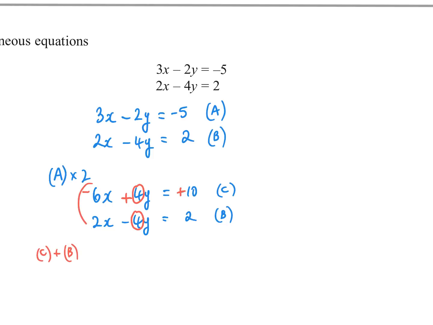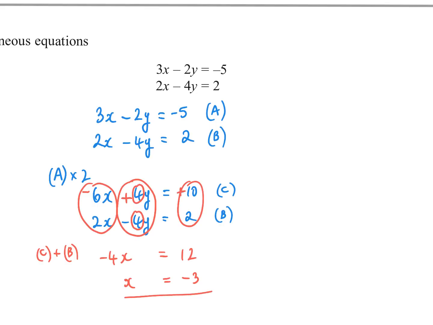So I'll have negative 6x plus 2x, which is minus 4x. These cancel each other out, that was the idea. And then I've got 10 and 2 is 12. So negative 4 times something is 12. Well, that something is going to be negative 3, isn't it? So x is negative 3, and then I can just simply substitute into B or A. It doesn't really matter. Let's have a look. I think I'll do it in A.